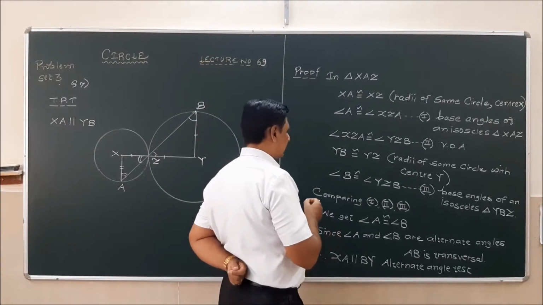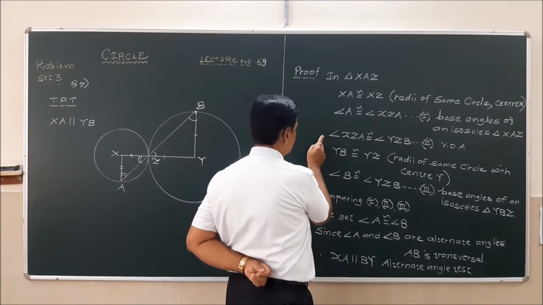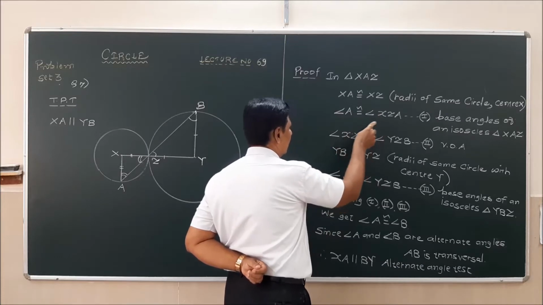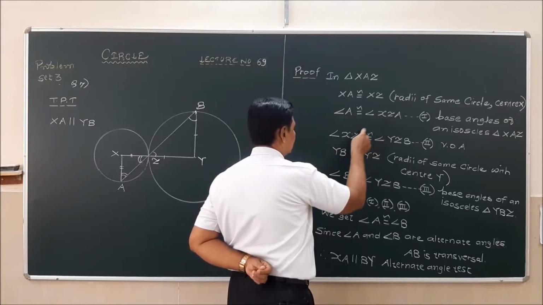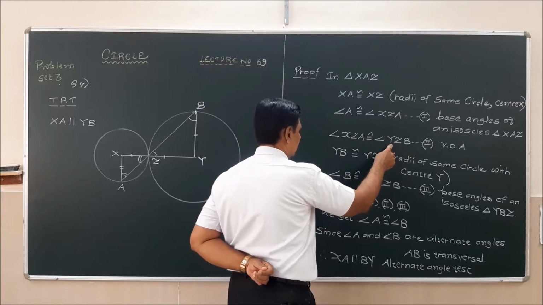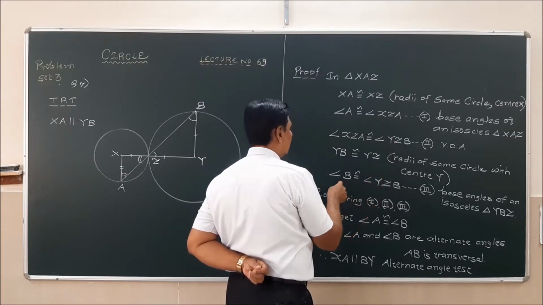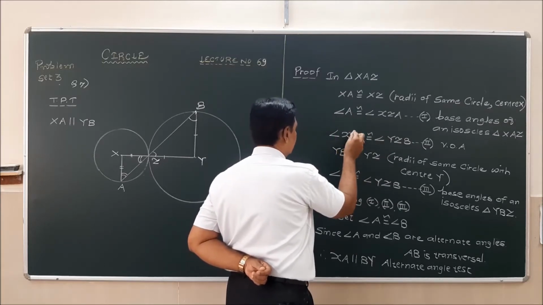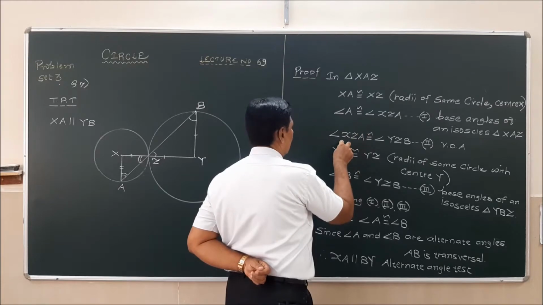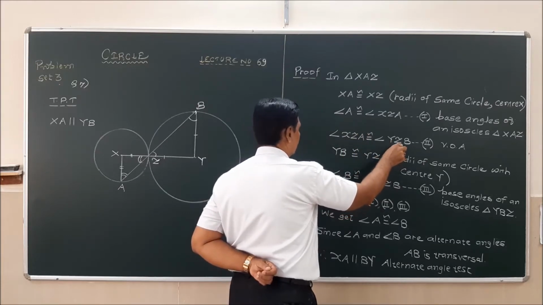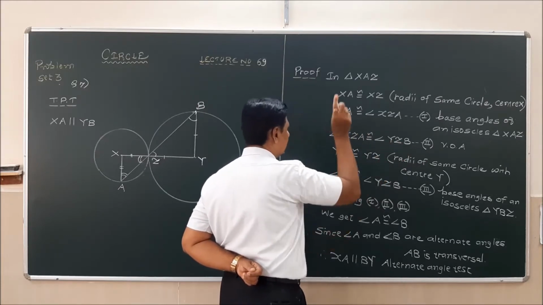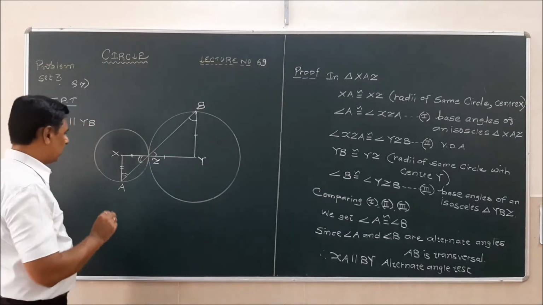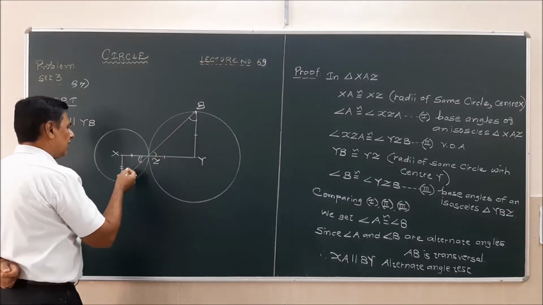Then if we compare this 1, 2 and 3, now you will find angle XZA is congruent with angle YZB, but angle YZB is congruent with angle B and angle XZA is congruent with angle A. So angle XZA is congruent with angle A and angle YZB is congruent with angle B. So angle B is congruent with angle A. Very simple to understand.